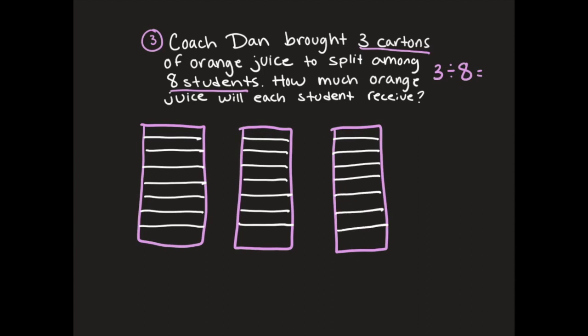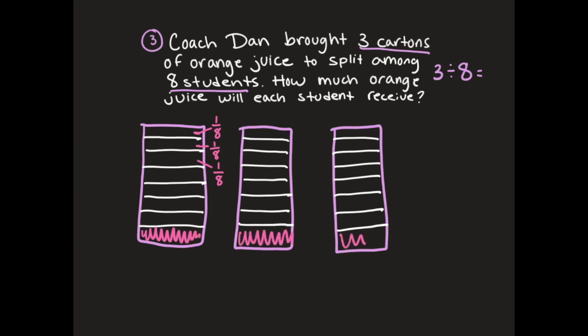Okay, so here are my cartons of orange juice, and I have 8 students. Each piece in here, if I were to look at it, would be 1/8 because it's 1 out of 8. This is 1 out of 8. And 1 out of 8. So if I have 8 students, they're going to get 1 piece from each jug, 1, 2, and 3.